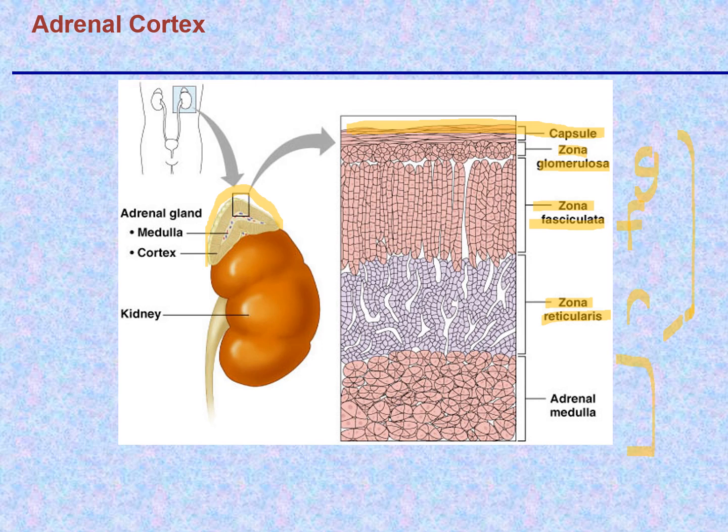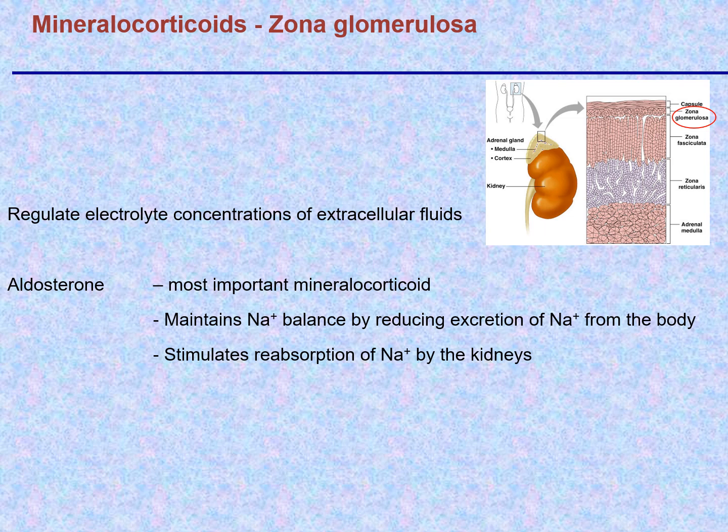So you can see in this drawing that this layer and this layer and the third layer are histologically quite distinct from each other, and their products are quite different from each other. In the zona glomerulosa, the mineralocorticoids, the main one is aldosterone. These regulate electrolyte concentrations in the extracellular fluid. And as you know, that needs to be maintained, and it's a delicate balance. It needs to be maintained around 300 milliosmoles. And the main one that it's controlling, because it's the most important electrolyte, is sodium.